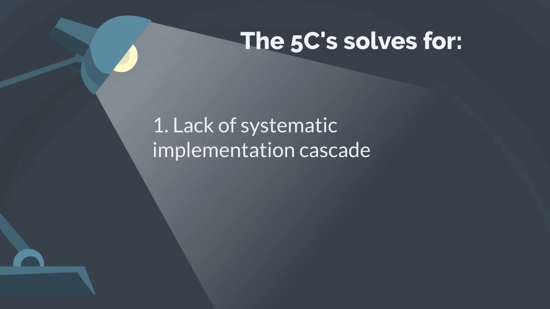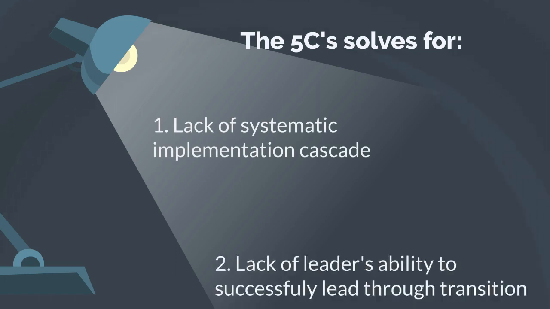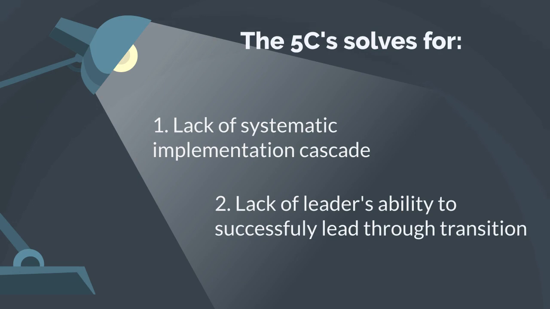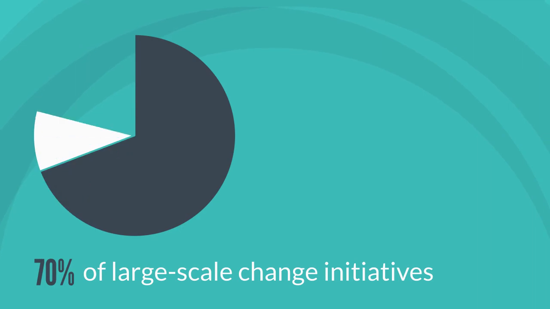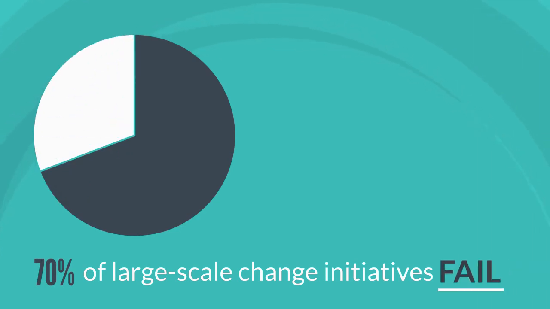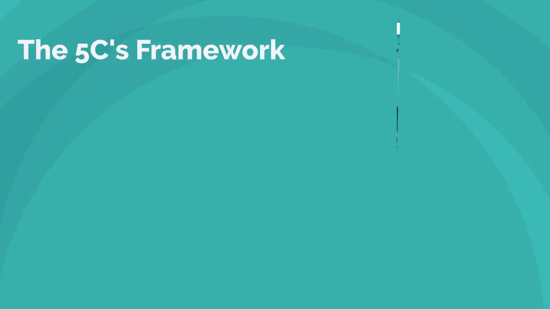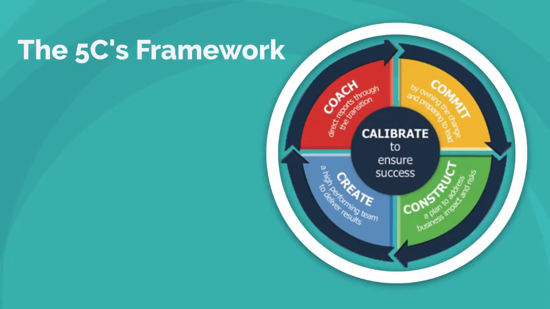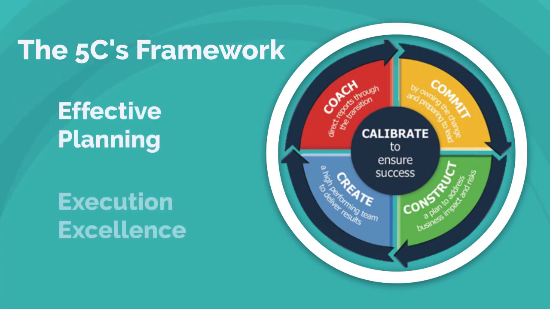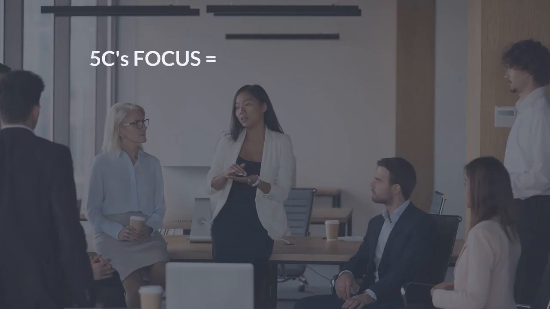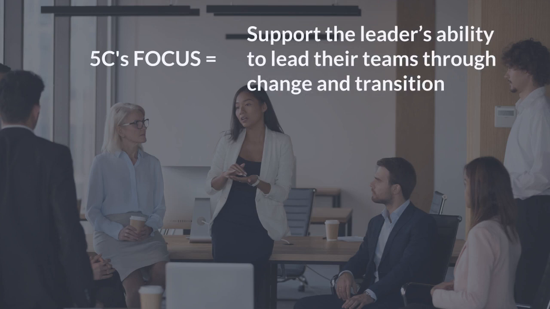The first failure is lack of a systematic implementation cascade, and the second failure is the ability of leaders to successfully lead through transition. Did you know 70% of all large-scale change initiatives fail? We need a proven method to help us succeed through change. The 5C's of Transition Leadership is a proven approach that solves for the two critical failures associated with large-scale change: effective planning and execution excellence. The primary focus of the 5C's is to support the leader's ability to lead their teams through change and transition.